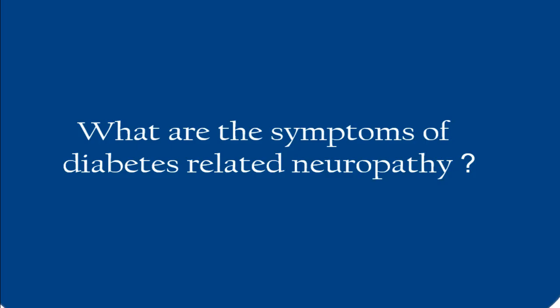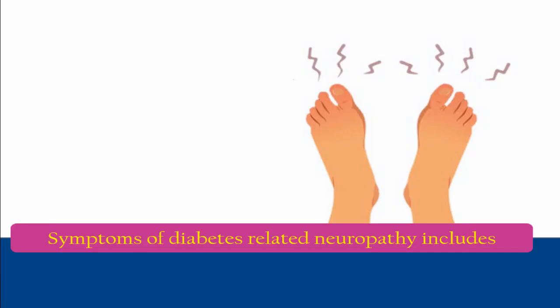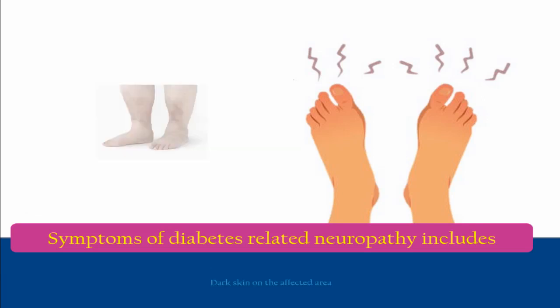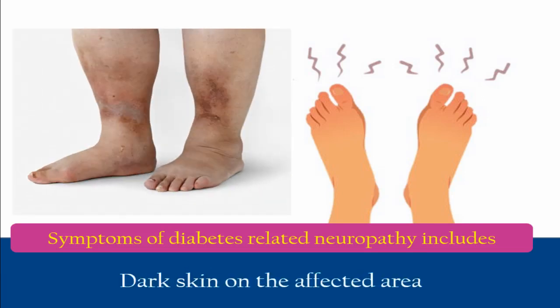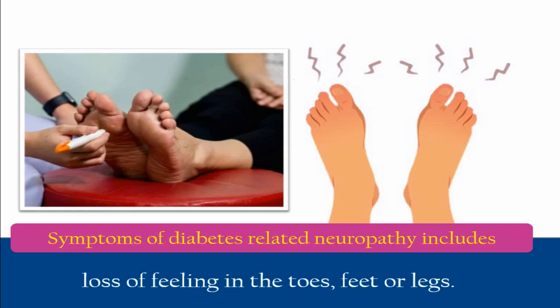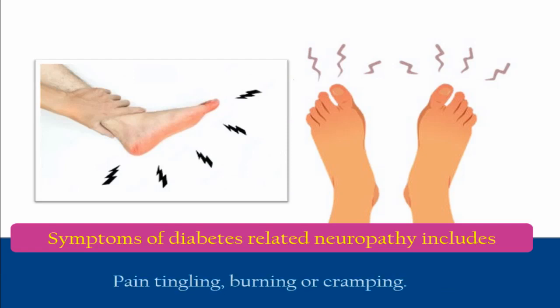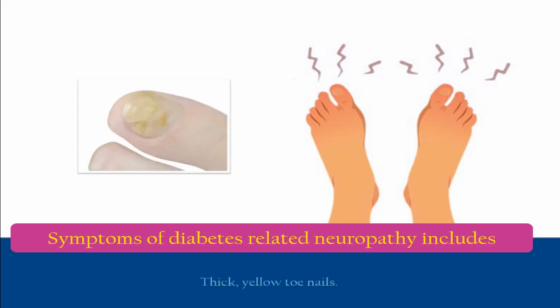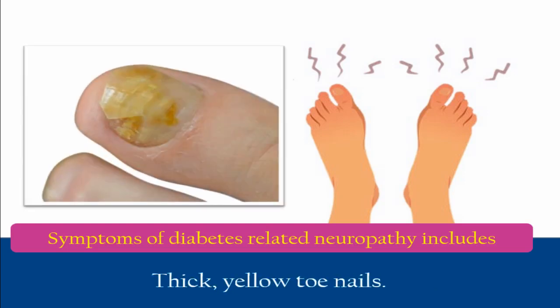What are the symptoms of diabetes-related neuropathy? Symptoms of diabetes-related neuropathy include any change in foot shape, darkened skin on the affected area, including wound or redness, loss of feeling in the toes, feet, or legs, pain, tingling, burning, or cramping in the feet or legs, thick, yellow toenails.